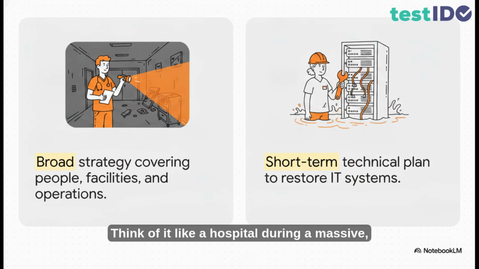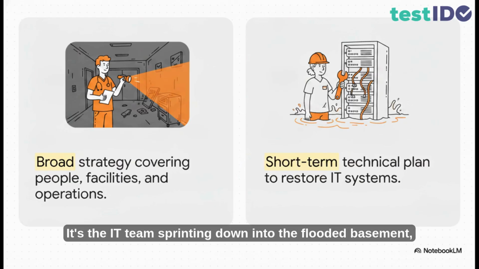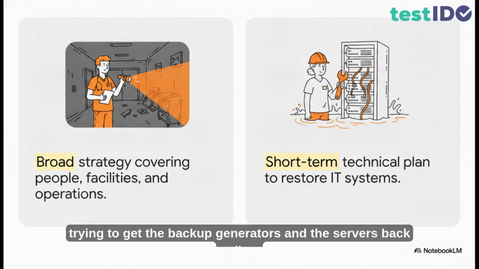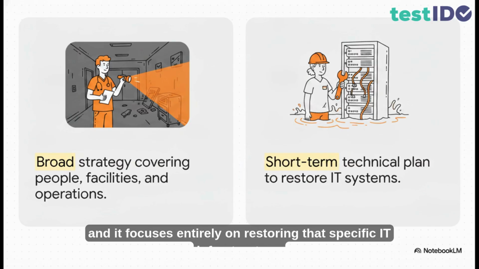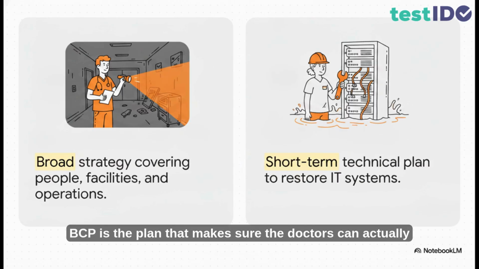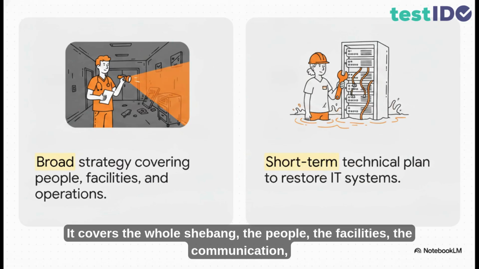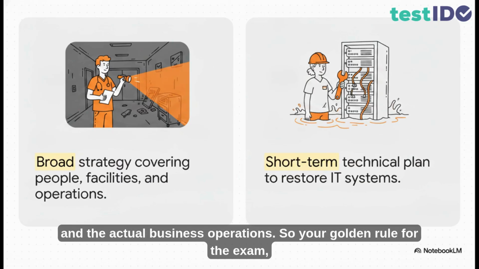Think of it like a hospital during a massive, totally unexpected power outage. Disaster recovery planning, or DRP, is super narrow and very short term. It's literally the IT teams sprinting down into the flooded basement, frantically trying to get the backup generators and the servers back online. It's highly technical, and it focuses entirely on restoring that specific IT infrastructure. But business continuity planning, that is your broad, long-term, overarching strategy. BCP is the plan that makes sure the doctors can actually keep treating their patients using paper charts and flashlights while the power is still out. It covers the whole shebang: the people, the facilities, the communication, and the actual business operations.